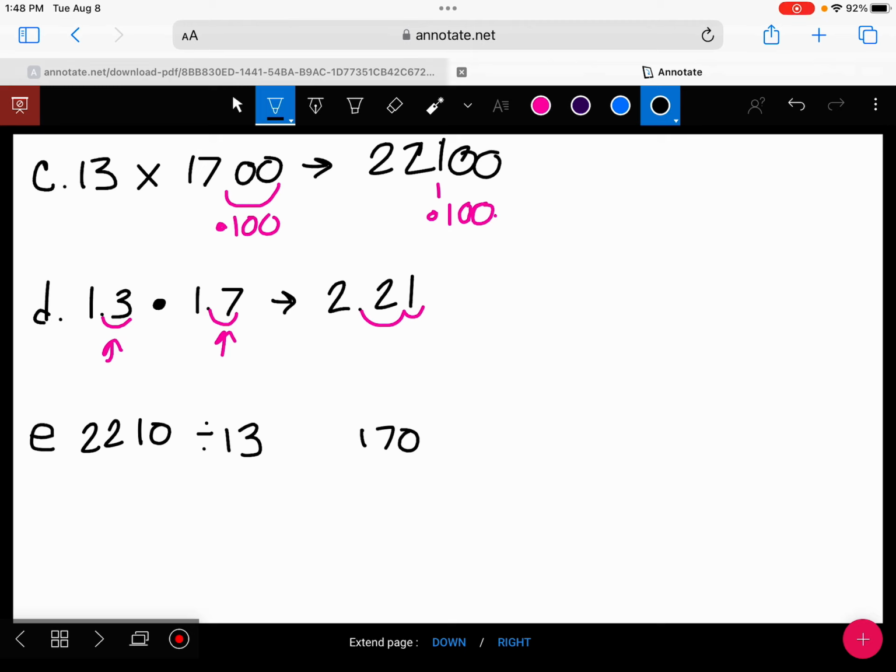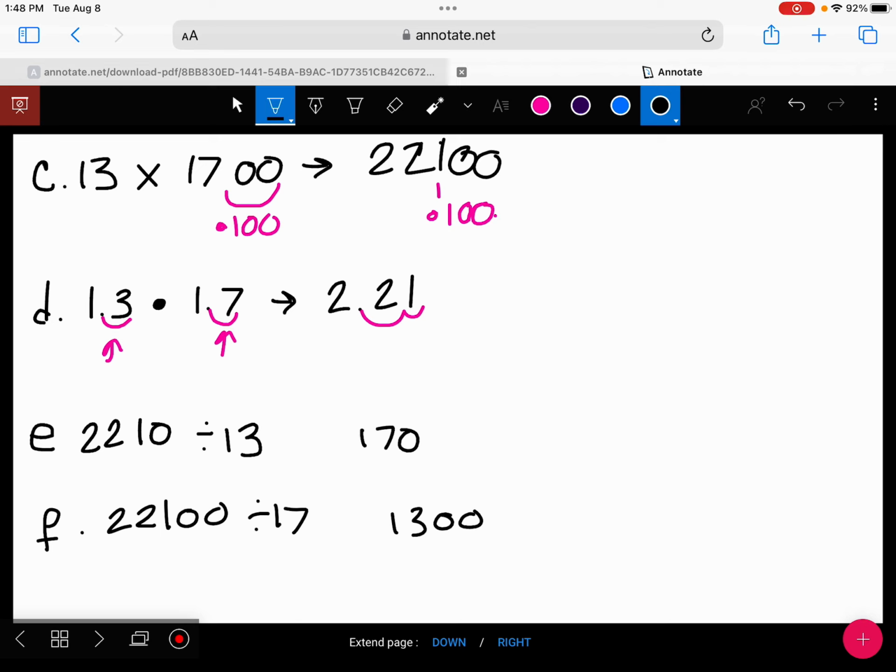Same thing with F. We're taking our 22,100. That guy was times 100. We're dividing him by 17. Yeah, we get 1,300. Okay.